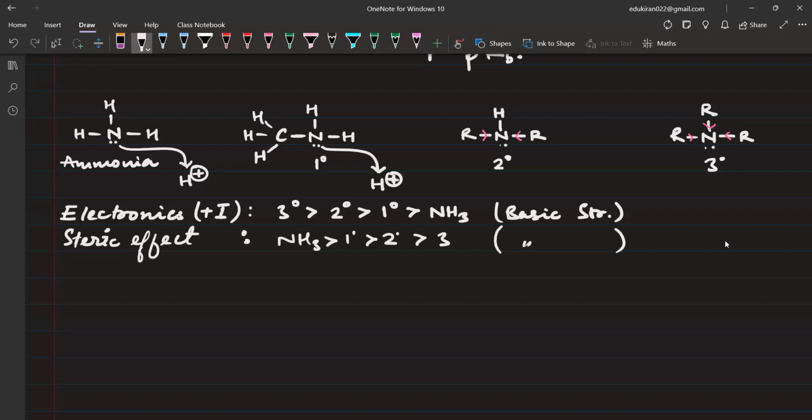Okay, so here you write, if they ever ask you why this is the order of basicity, then you will say that because the basicity of amines depends on various factors such as electronic effect, plus steric effect, solvation effect. That is why we are having this particular order of basicity. Okay, this will be the answer generally.